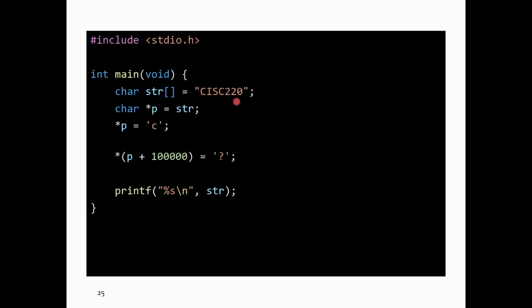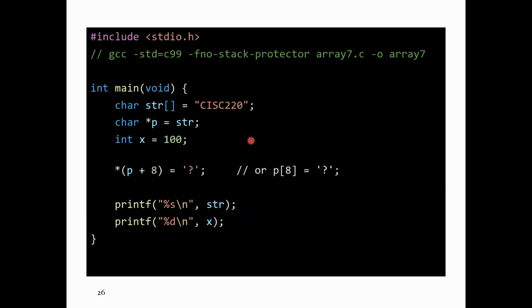Okay, so that died, so that was good. Now here, it's a similar program. I've got my array, and then down here I've got another variable after the array. So x equals 100.